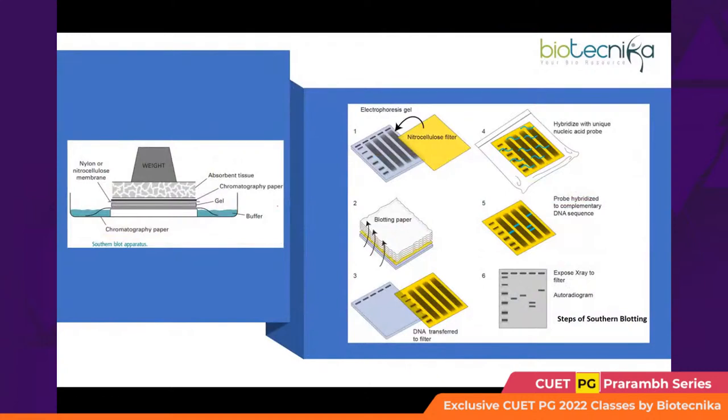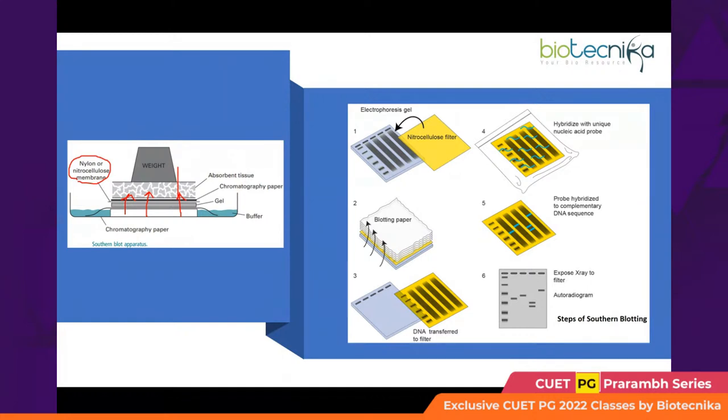So let's have a look here. We will explain it with the diagram and it will be easier. Once electrophoresis is done, we take out the gel and put it on the sponge, and the buffer will be there. As the buffer moves upward by capillary action, it will take the DNA that has been separated in the agarose gel to the nitrocellulose membrane, which is present just over the gel. Then the DNA will be stuck on the nitrocellulose membrane.